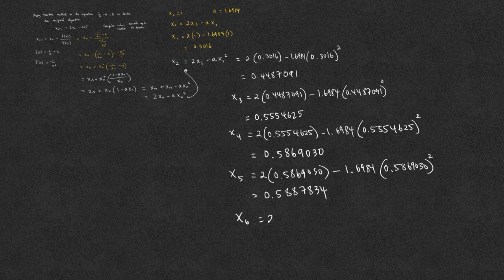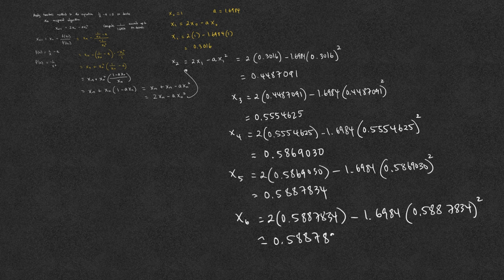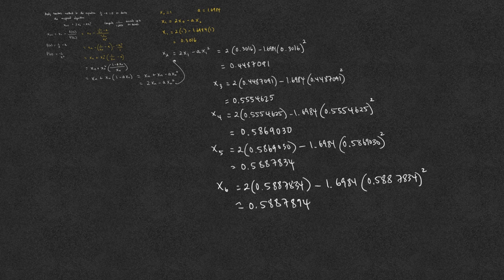X sub 6 is 2 times x sub 5, which is now 0.588734 minus 1.6984 times 0.588734 squared. And this is approximately 0.588794. And again, rounded to 6 decimal places, we see that this is 0.588789, which is not quite the same as the previous x. So we will need to do one more to see what happened.